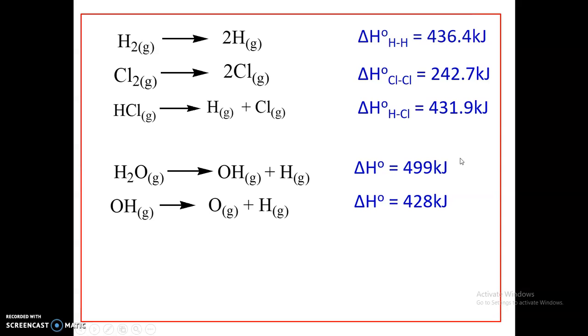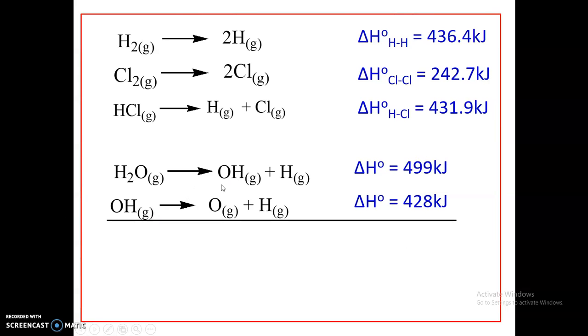For breaking of the first OH bond, there is a requirement of 499 kilojoule energy, and to break the second OH bond, there is a requirement of 428 kilojoule energy. Now, less energy is required to break the second bond. Actually, the OH species is less stable as compared to water, and to break a bond from a stable molecule, more energy is required. So OH is comparatively less stable than water, and therefore for the second step, comparatively less energy is required. Now the average bond enthalpy or average bond energy is the mean of these two values.